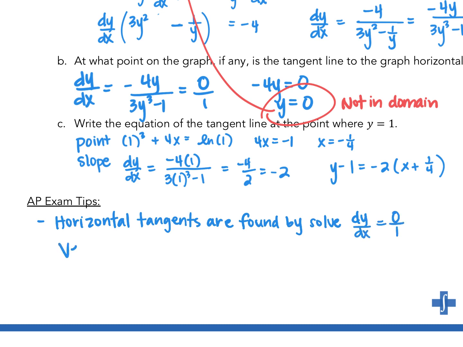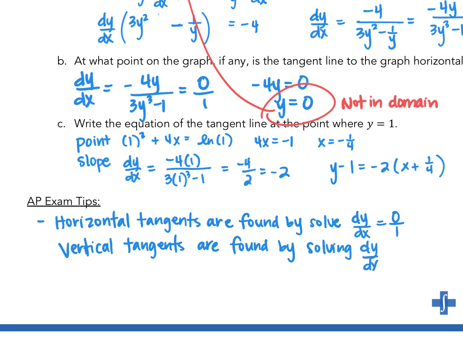In a similar vein, vertical tangents you can find when you set the derivative equal to 1 over 0. I meant to write solving there. So we would write dy/dx equals 1 over 0. Those are some AP exam tips to take away. Once you have the expression of a derivative, you're going to cross multiply to find the places where it might be horizontally or vertically tangent.